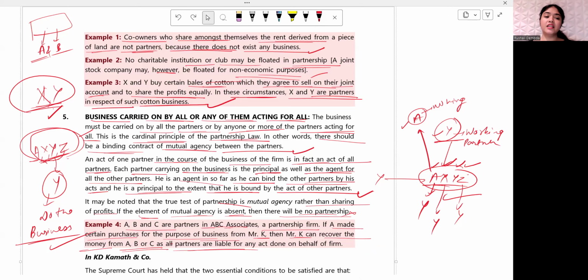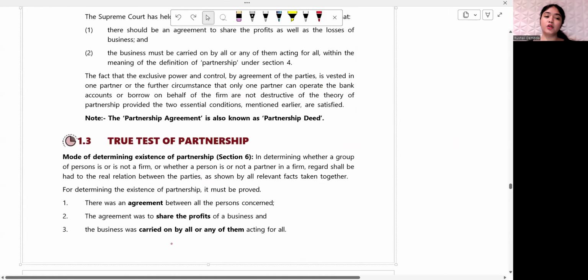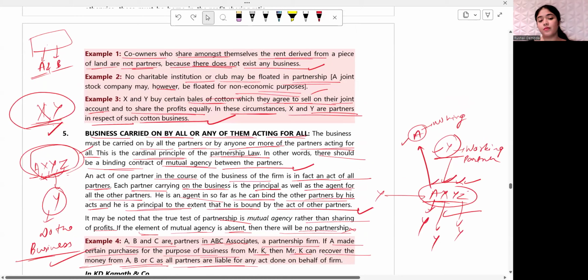Okay. Till here, all these 5 concepts are clear to you people? Yes, ma'am. Thumbs up is there from few people. Only 3 have answered.